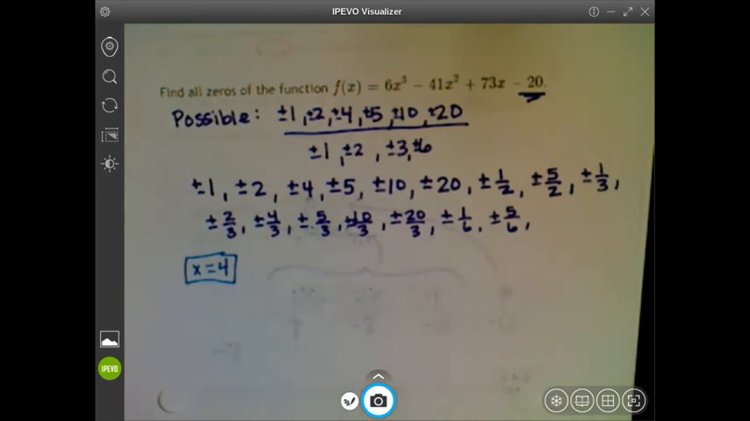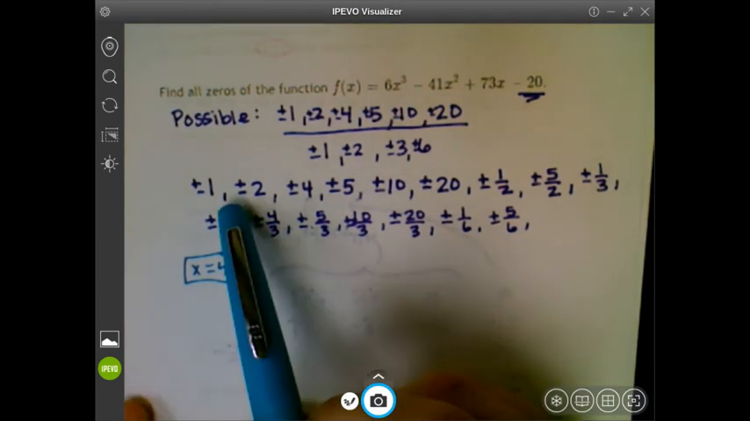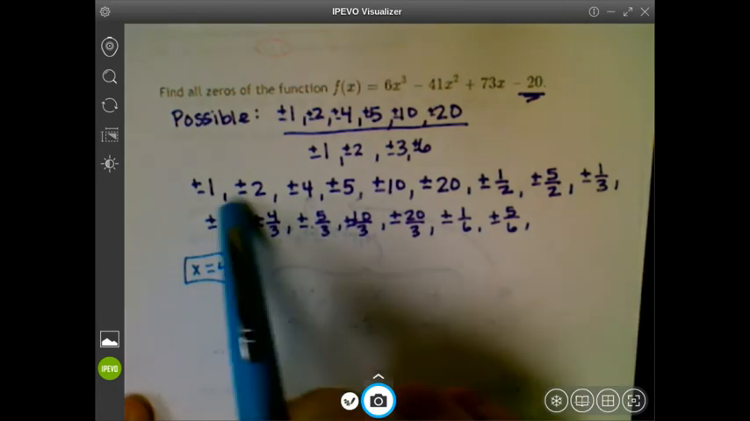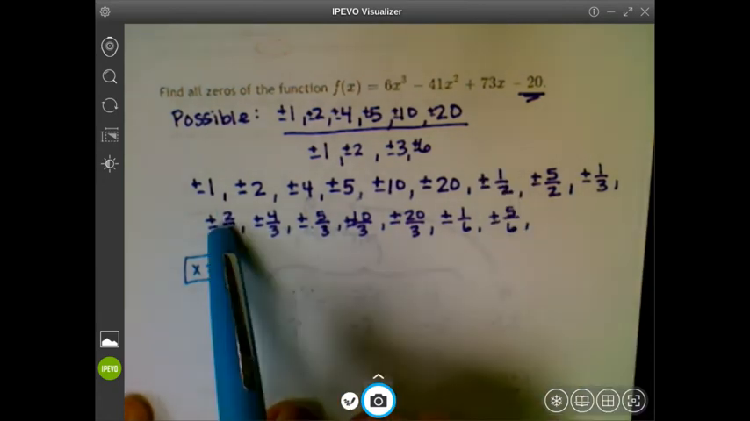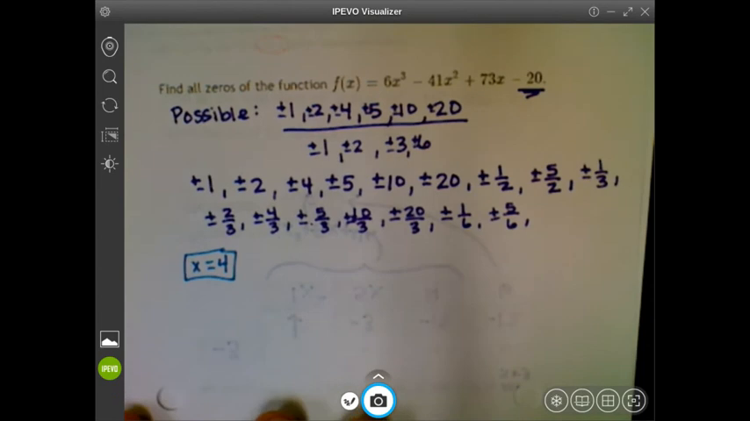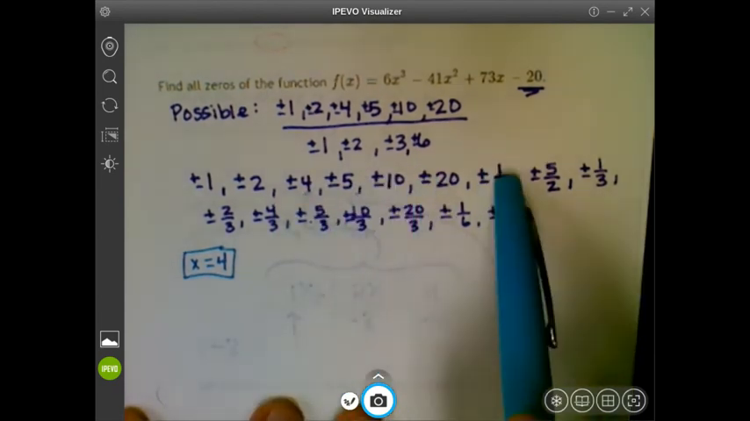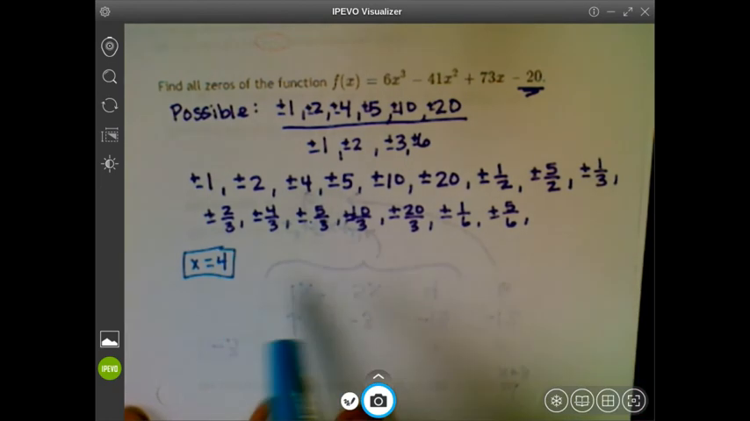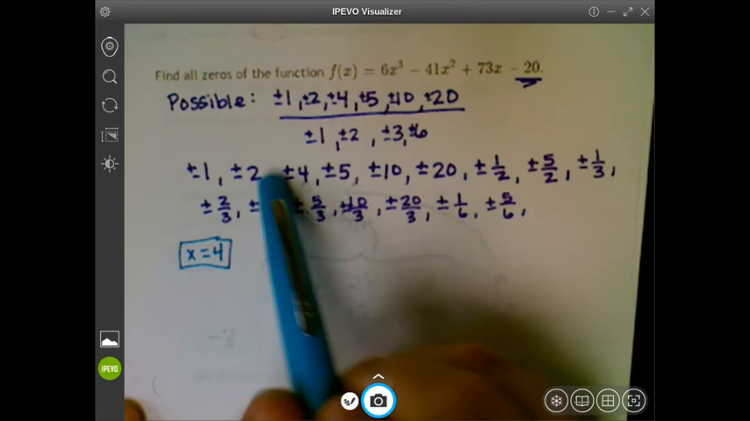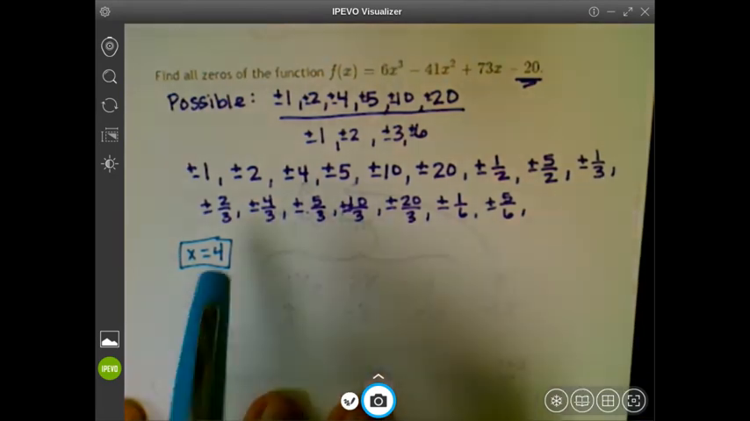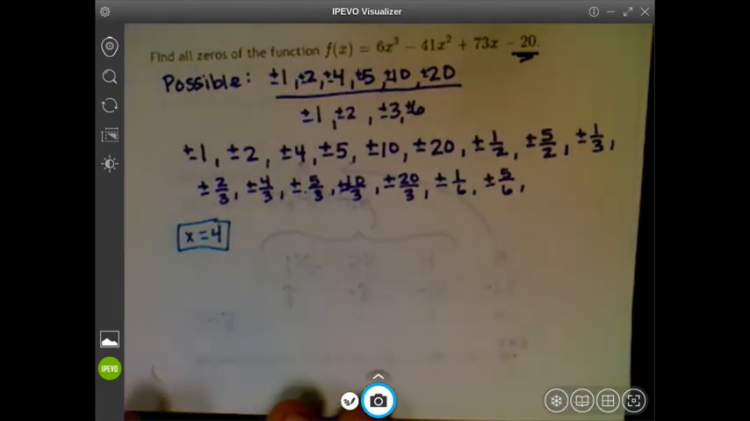All right, once you know one, then you can kind of abandon your list. So we made that huge long list, but we found one really quickly, which was really good. If we hadn't found one, we would just keep going, and we would just keep testing them. And you could test all the positive versions, you could test all the negative versions, all the fractions. Once you find one, though, don't keep going. Just take that number and we'll move on with it, all right?